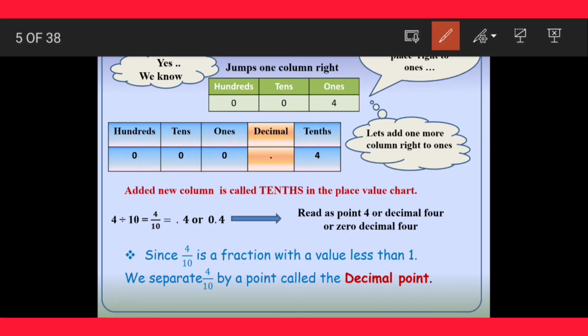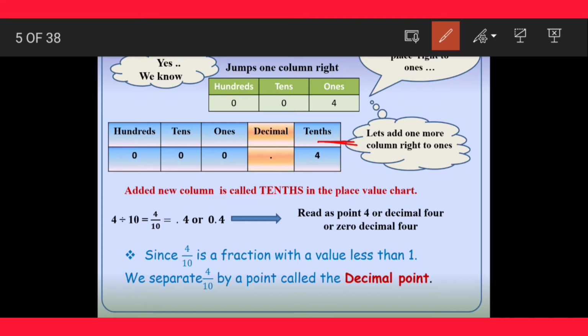See here, one column is added, that is the tenths position is added on the right. So if we divide again by 10, it will be the tenths position. The added new column is called tenths in the place value chart, or it is 4 upon 10 or 0.4. How will we read it? Read as 0.4 or decimal 4. This point can be read as decimal or point.